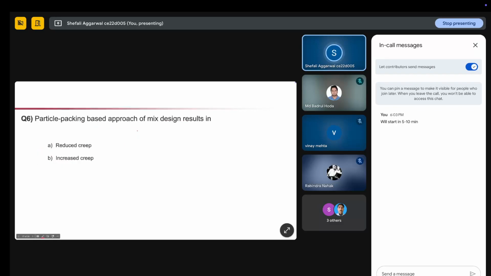Particle packing based approach of mix design results in reduced creep or increased creep. A. Reduced creep. Correct. So if our system is well graded, your creep value will be much lower than your other type.